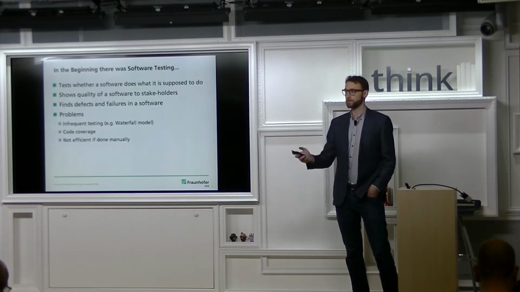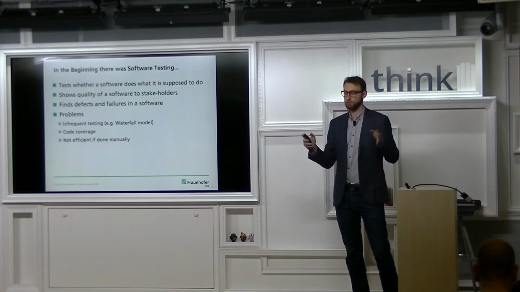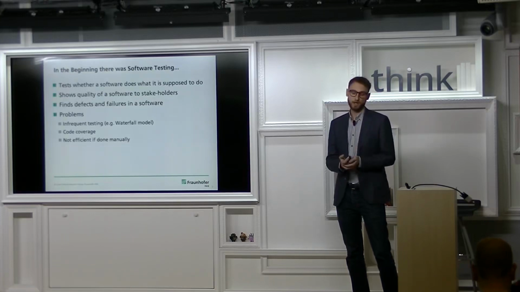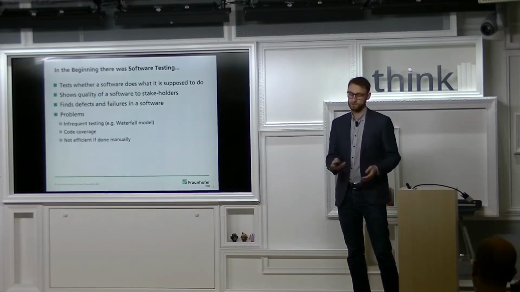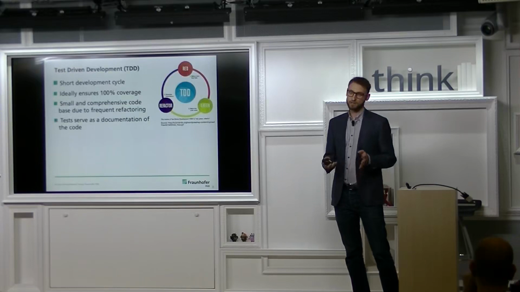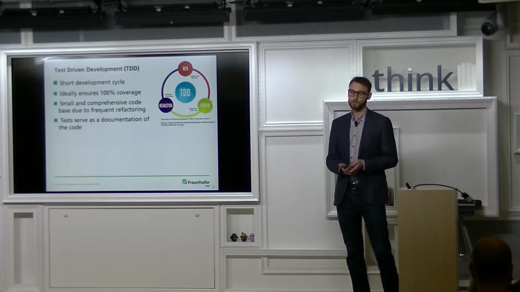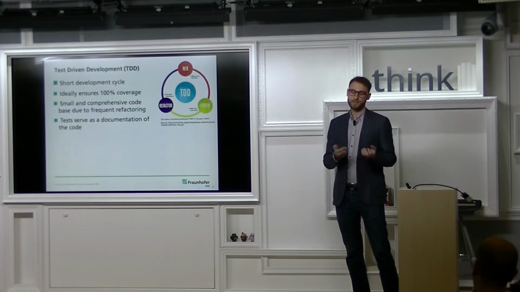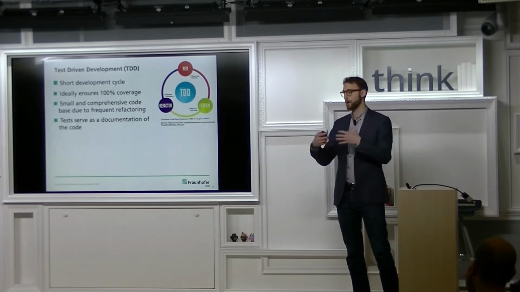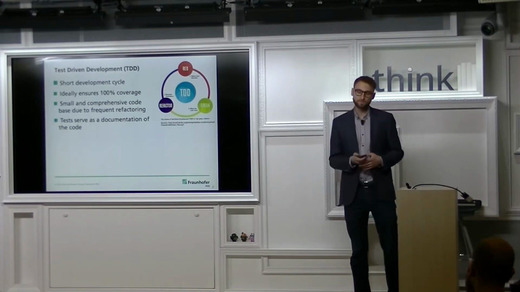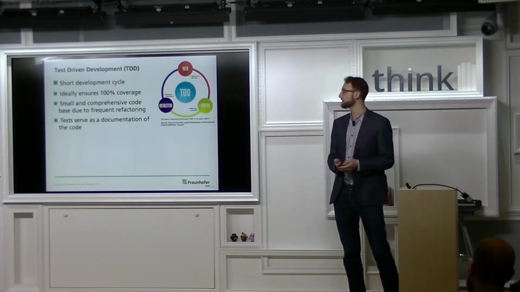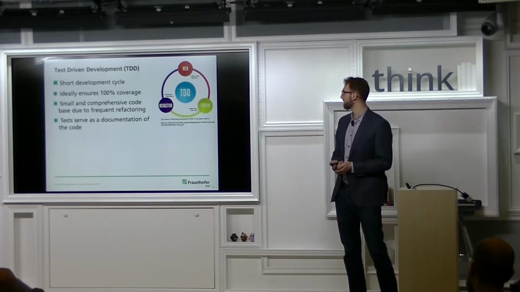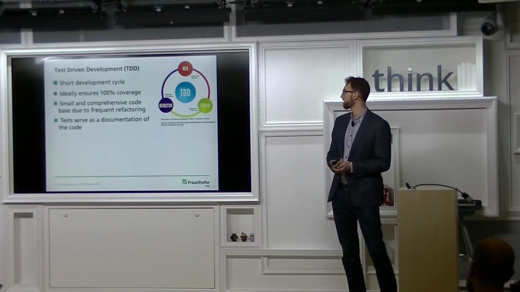Also, if you first write the code and then try to test it, you won't have a very high code coverage of the tests. And if you don't do it automatically, it's not that efficient. So people at the beginning of the millennium basically came up with test-driven development, and the idea here is that you write the test first, and then you implement actually what you're testing. So in test-driven development, we've got this small circle here, and it contains three different steps.